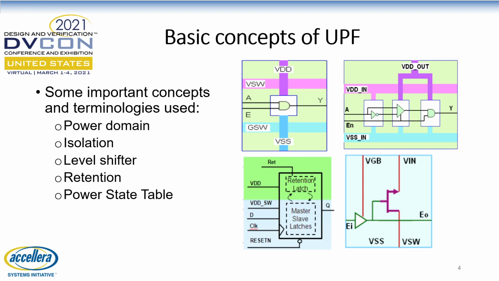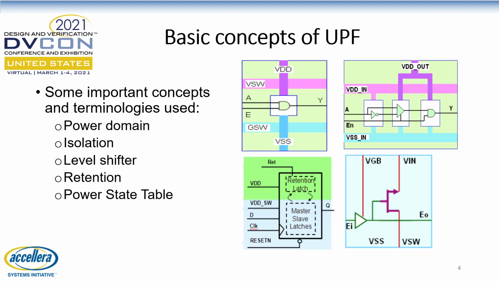IEEE standard UPF allows the designer to specify the power intent of the design. A power intent specification in UPF is used throughout the design flow. However, it may be refined at various steps in the design cycle. Some of the important concepts and terminology used in the power intent specification are the following.